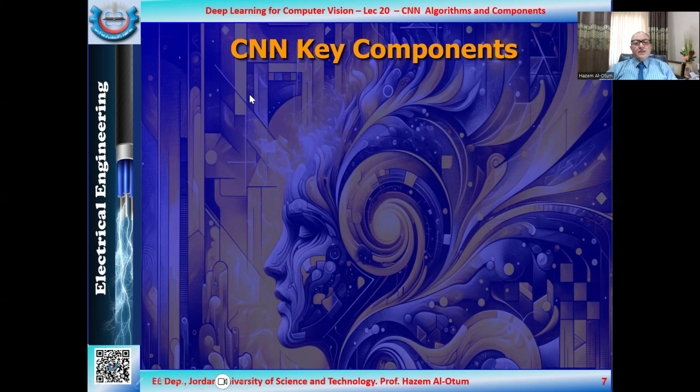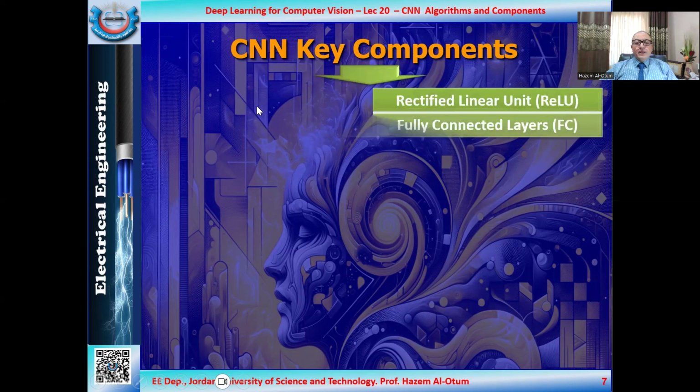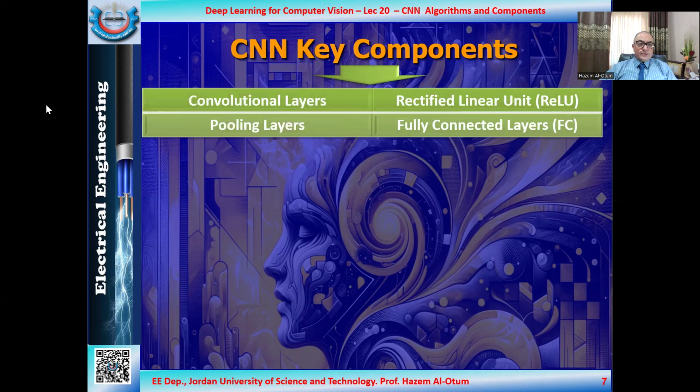So, what are the key components in CNN? Mainly, we have four main components. The first one is the convolution layers, the very important part that mimics the human brain visual cortex.